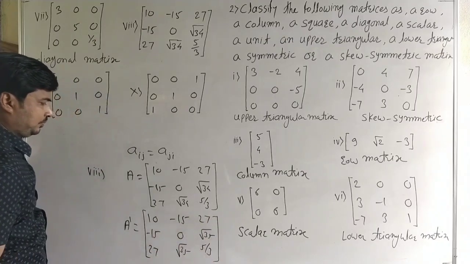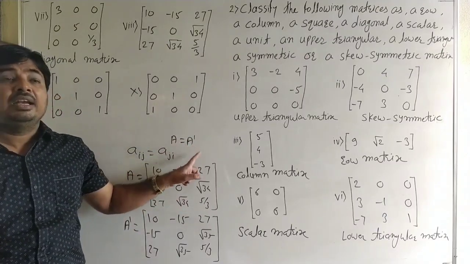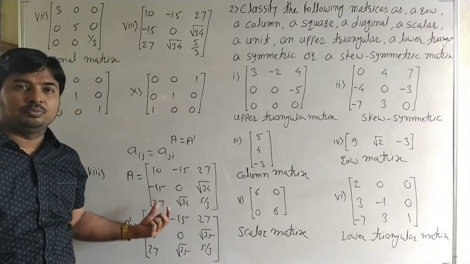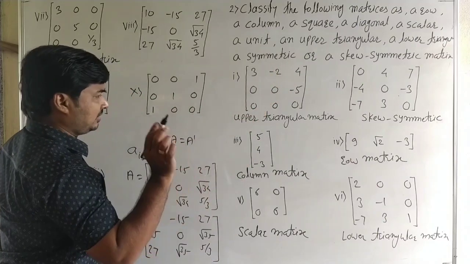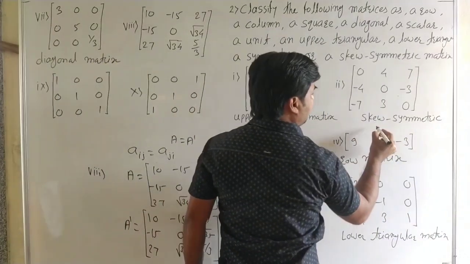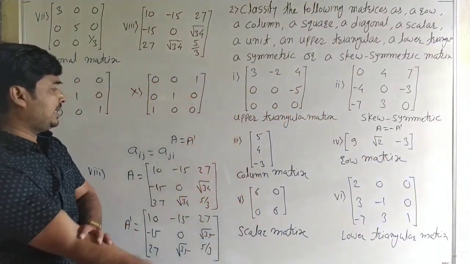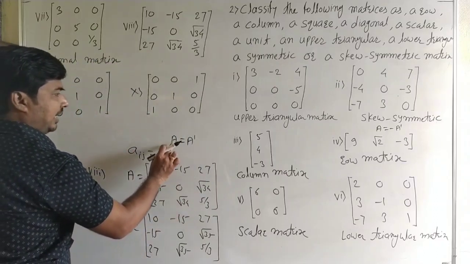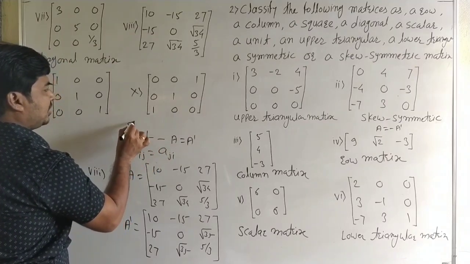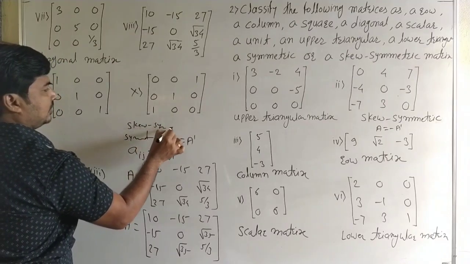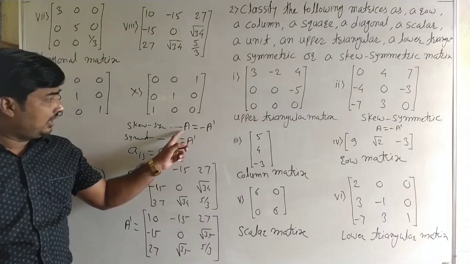And here we observe that A and A dash are the same. This matrix A and A dash are the same. It is a symmetric matrix. This is a skew symmetric matrix. In the skew symmetric matrix, the condition is A is equal to minus A dash. Here it is A is equal to A dash, it is symmetric. But skew symmetric has A is equal to minus A dash.